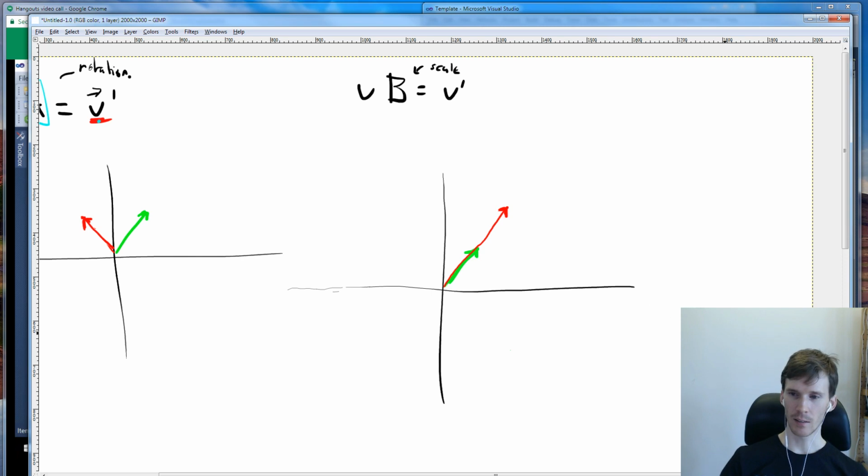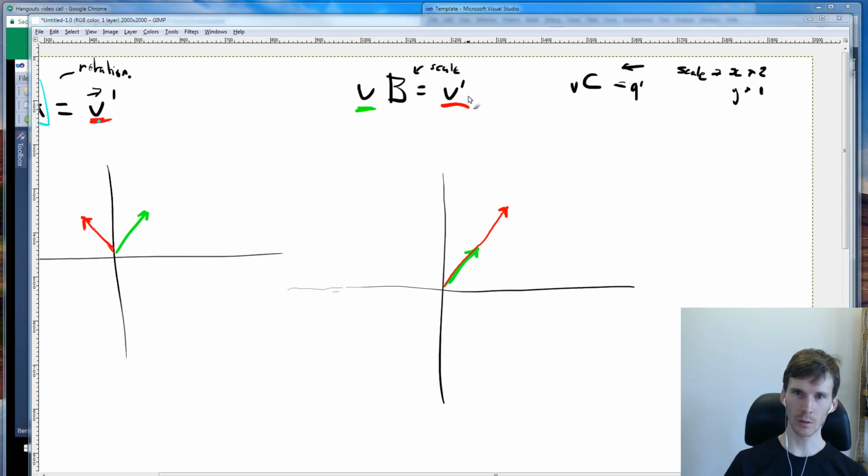Let's make sure we know which one is which. Let's have V times C, which can be a scale, equals q dash. We'll say that is a scale matrix with x times 2 and y times 1, for example. We'll make that one blue. Isn't that the one you just did?